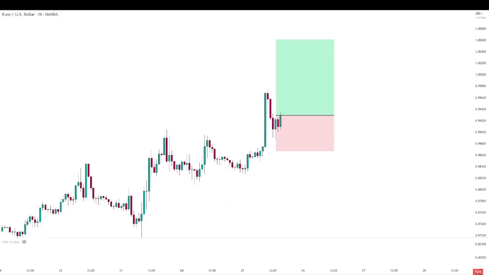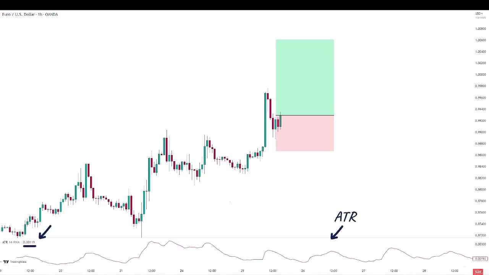Place your stop-loss 1 ATR below the lowest point of the rejection. The average true range, or ATR, is an indicator that measures market volatility. It gives you the average size of the previous 14 candles in default settings. So here, ATR is 12 pips. So we will place our stop 12 pips below the lowest point of the candle.